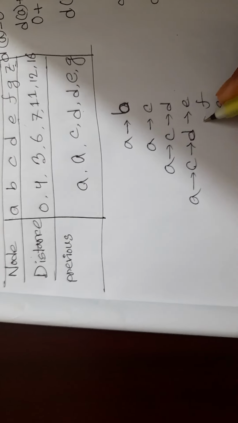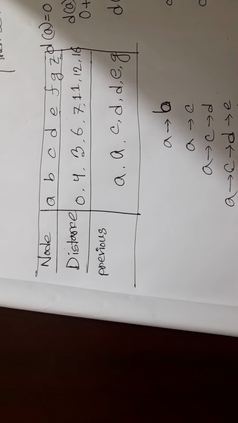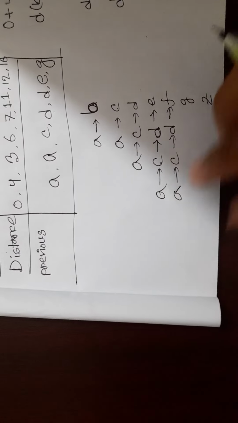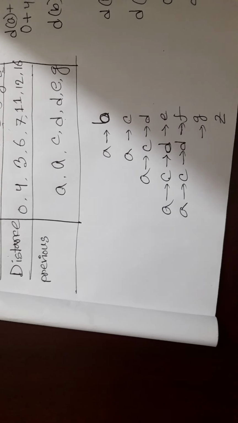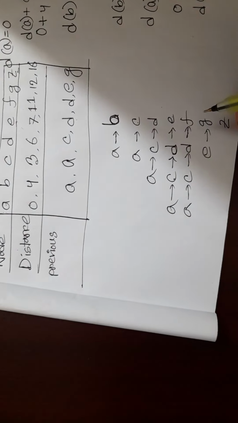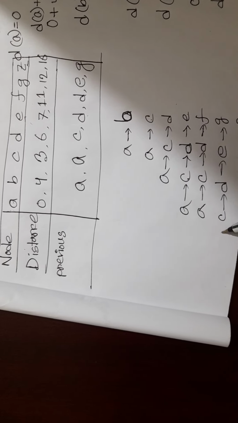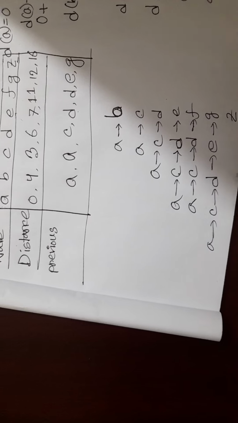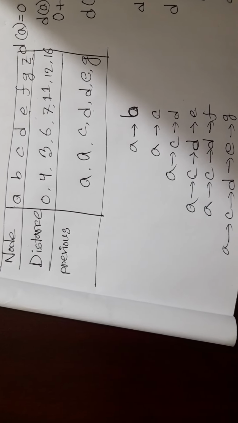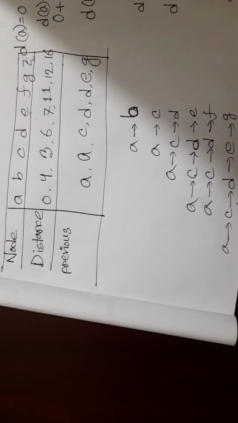Now the previous node of F equals D, the previous node of D equals C, the previous node of C equals A. The previous node of G equals E. The previous node of E equals D, the previous node of D equals C, the previous node of C equals A. The previous node of Z equals G, the previous node of G equals E, the previous node of E equals D, and so on to A. Okay, these are all our shortest paths.